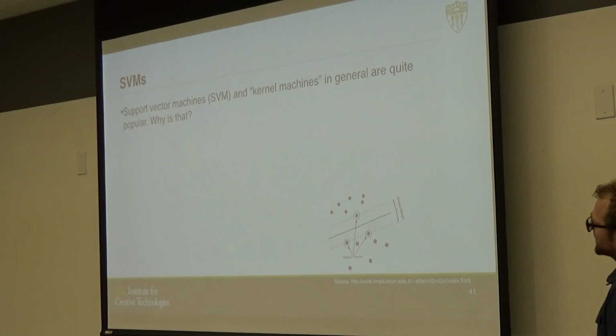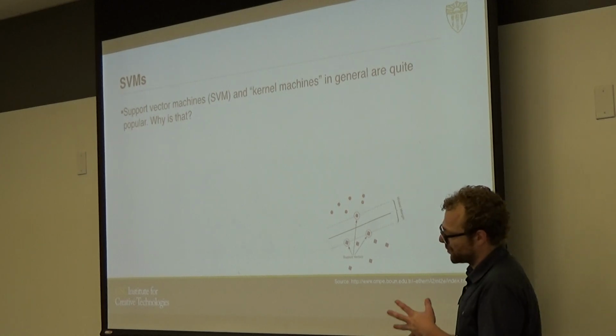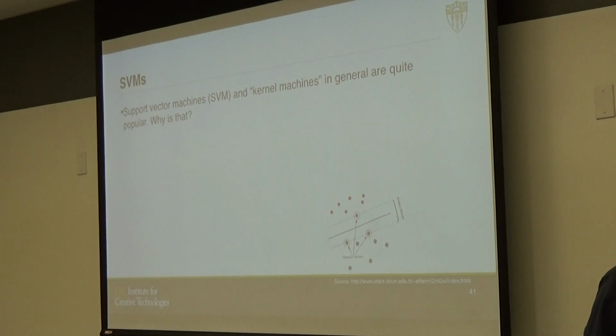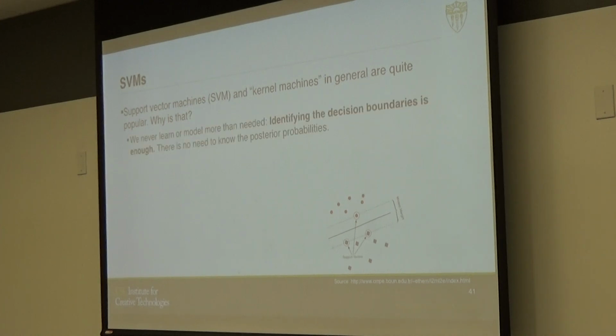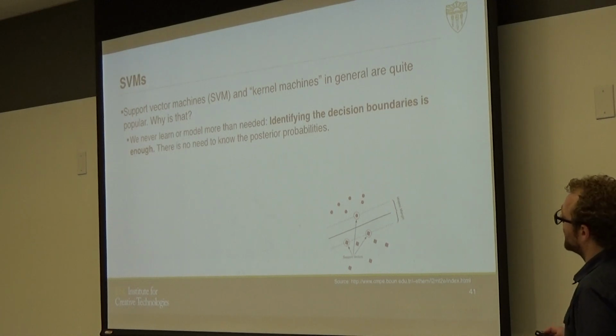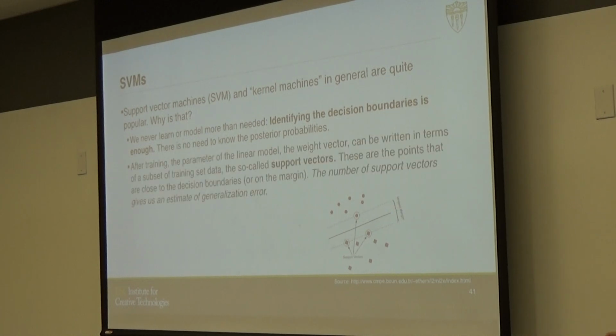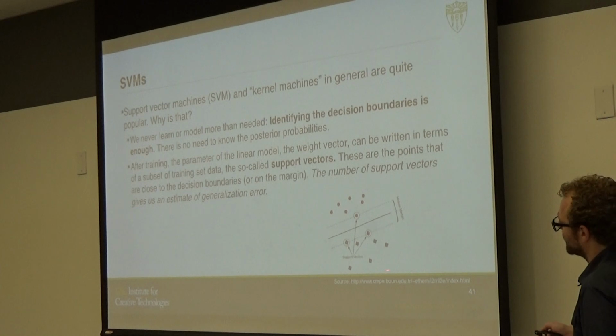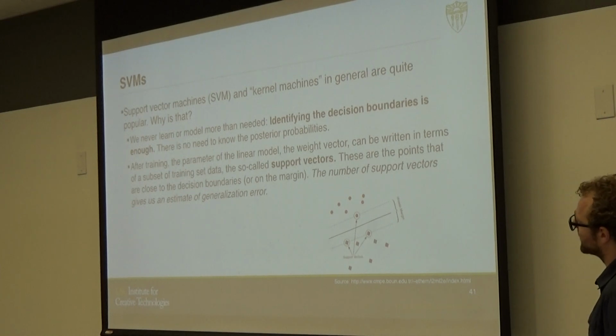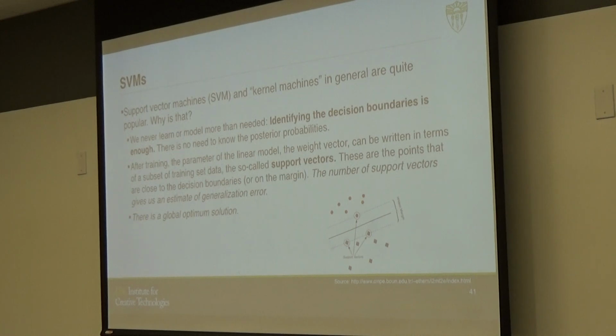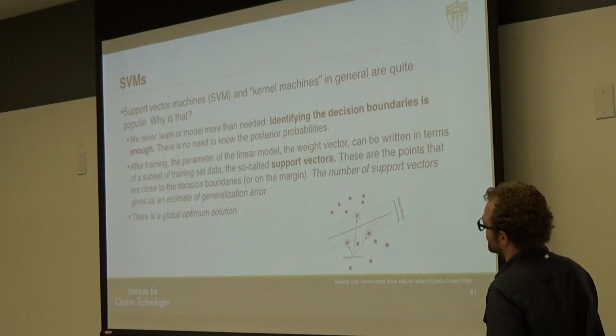We're going to go into more details soon, but support vector machines are popular because they follow this principle: we identify a decision boundary, we only need to look at the support vectors that lie on the margin, and we don't have to regard the other data points back here. And there's always a global solution. That's very broadly why support vector machines are so popular.